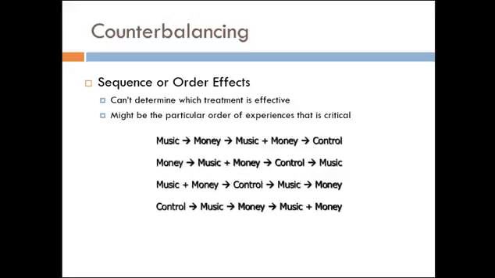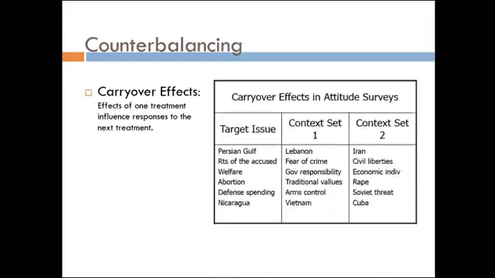So if we go music plus money, then control, does that produce better outcomes than if we go music plus money, control, then music? I mean, maybe the order is what's mattering. And so we want to get away from that interpretation by counterbalancing so we can eliminate that interpretation. Of course, there can be carryover effects, where the effects of one treatment influence the responses to the next treatment.